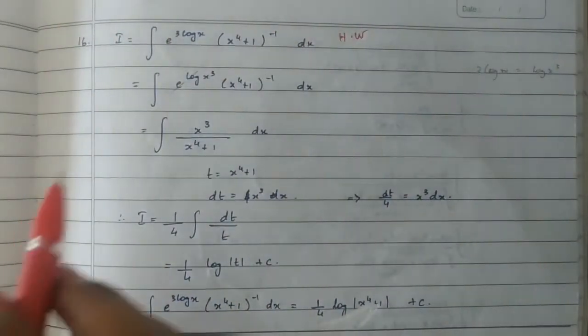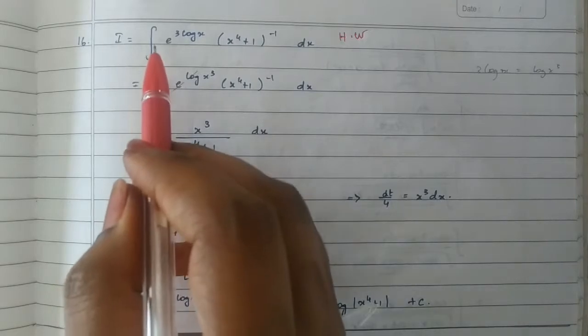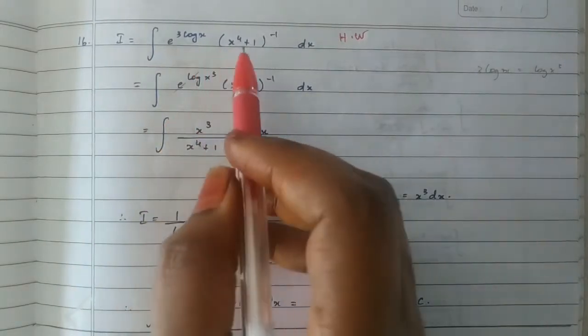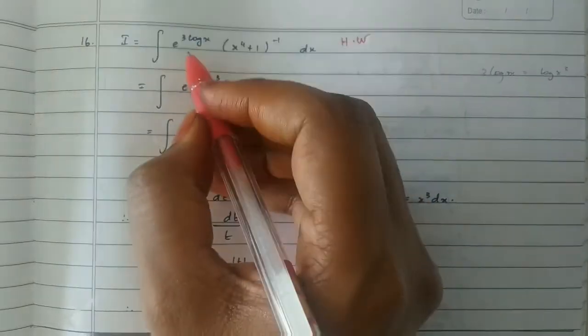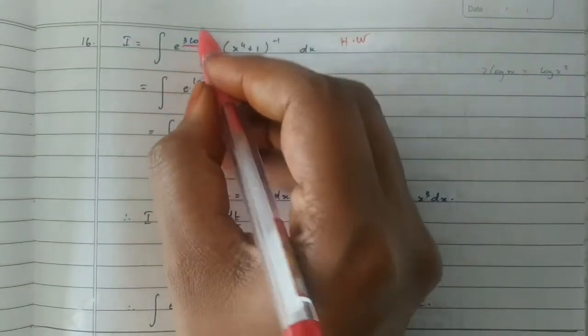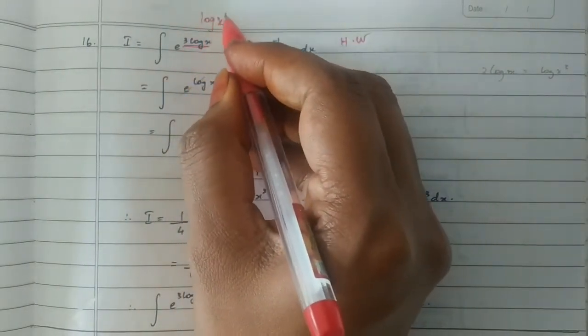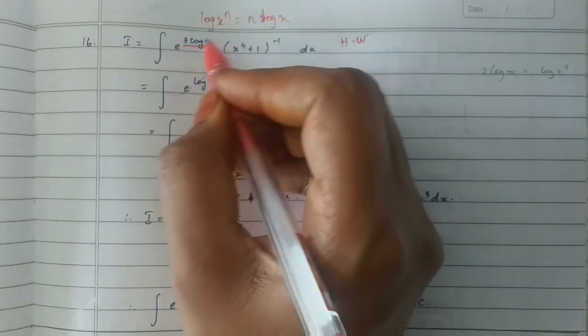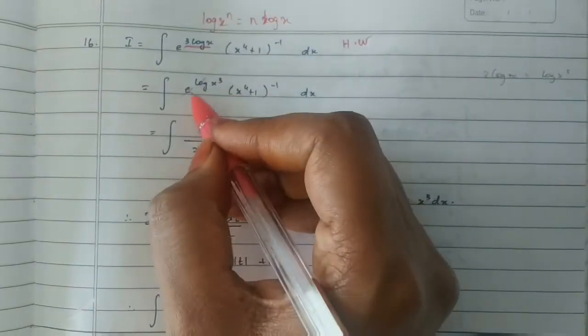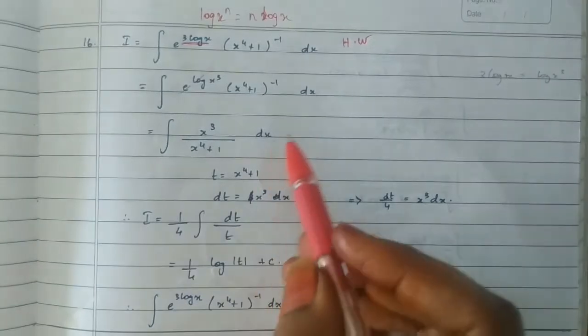16th, this is also homework. I equal to integral of e power 3 log x into (x power 4 plus 1) the whole power minus 1 into dx. Here this is the form log x power n, that can be written as n into log x. Therefore you will get log x cube. Therefore e and log are inverse functions, so it will get cancelled.